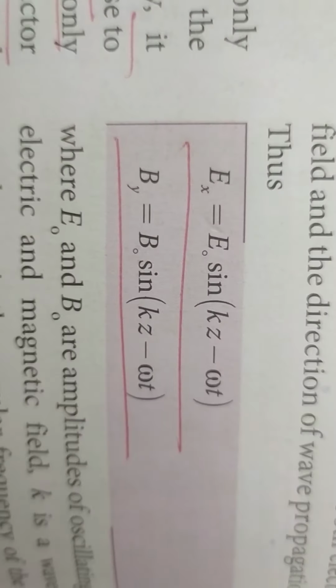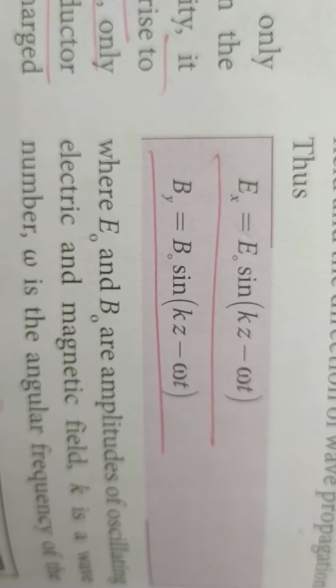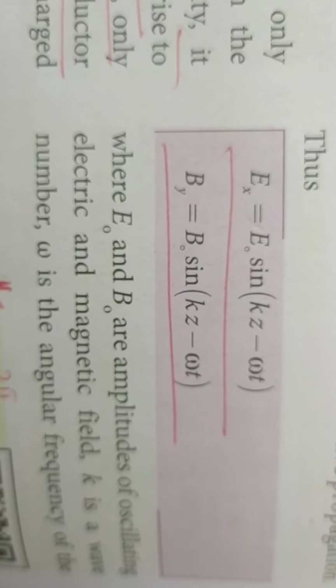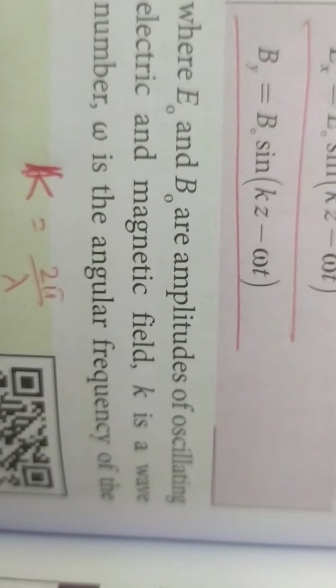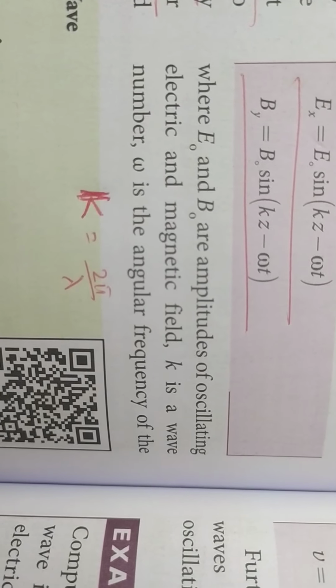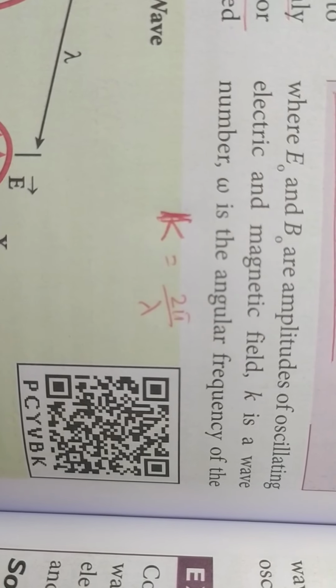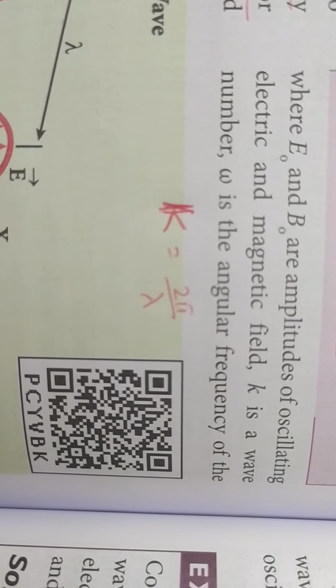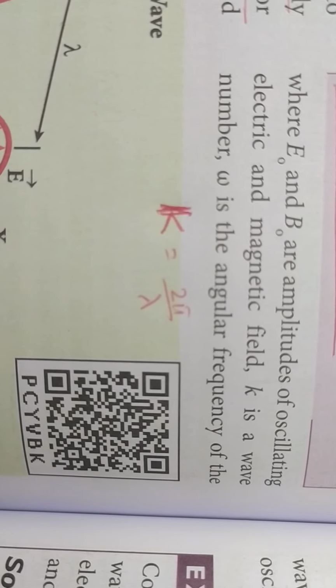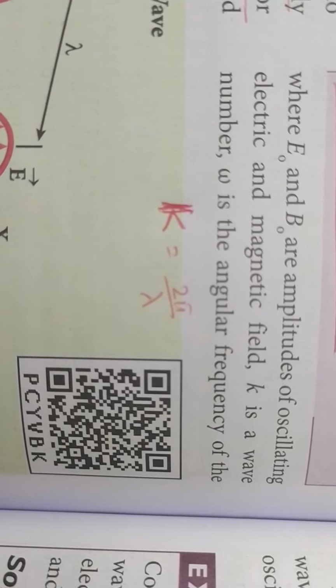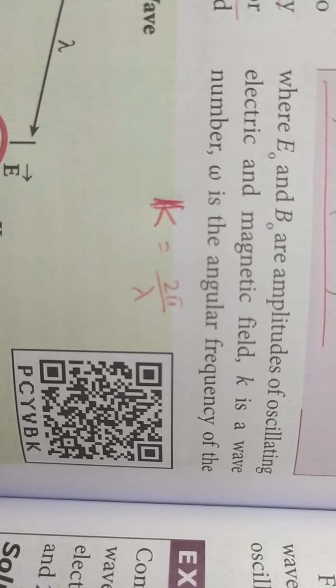Here the equation is Ex, because E is along the X direction, so Ex is equal to E naught sin(kz minus omega t), and By, because B is along the y direction, so By is equal to B naught sin(kz minus omega t). Here E naught and B naught are the amplitudes of the oscillating electric and magnetic fields, and k is the wave number, given by the equation 2 pi by lambda, where lambda is the wavelength. Usually wave number is nothing but the reciprocal of wavelength, and omega is the angular frequency.